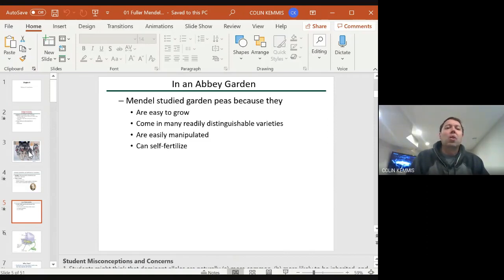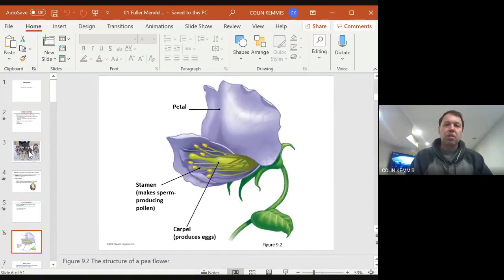So if he had a purple flower and a white flower, he wanted to see which one was dominant, he could breed those together, and he can control which ones were there. Peas can also self-fertilize, so you can find out what genes they have and do a test cross that way as well. So let's take a look at the parts of the flower here.